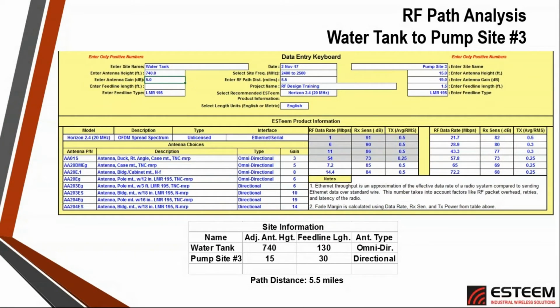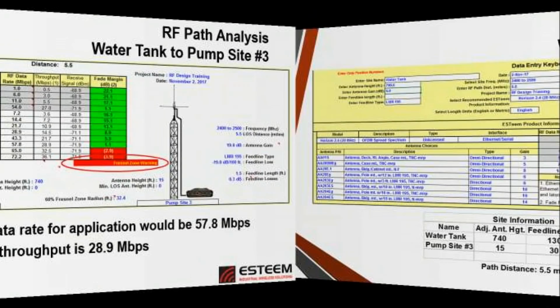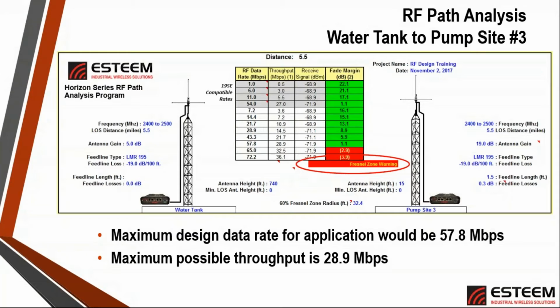So we enter in this information, and what we do is we find out that the actual RF data rate comes out to about the same, that 57.8, but now we have this Fresnel zone warning. And where this is coming in at, if I kick back to the tool, I'll show you where that is actually shown on the screen.